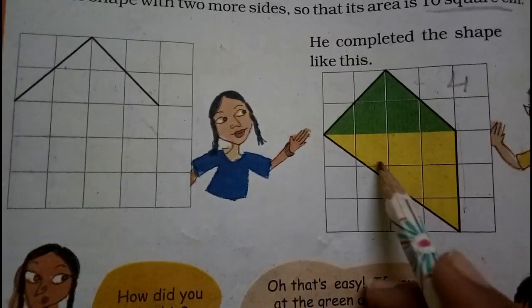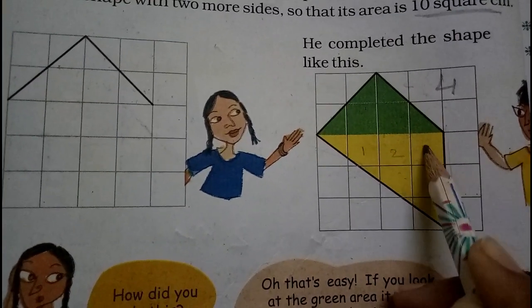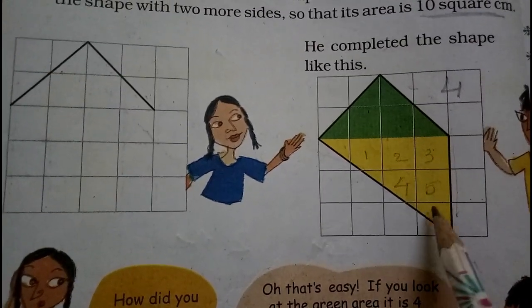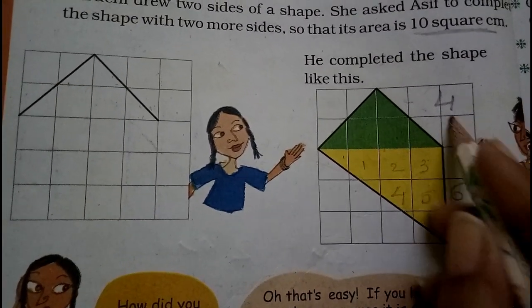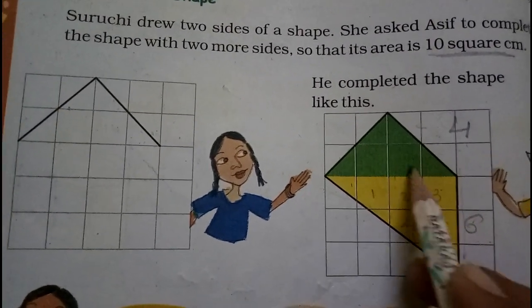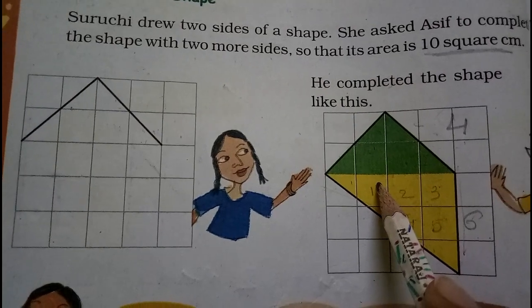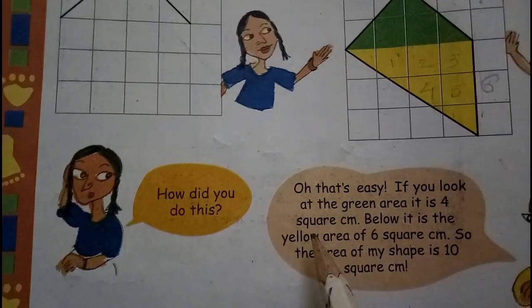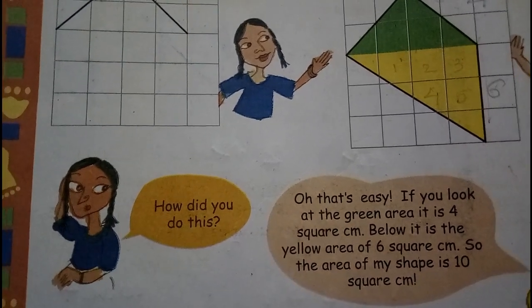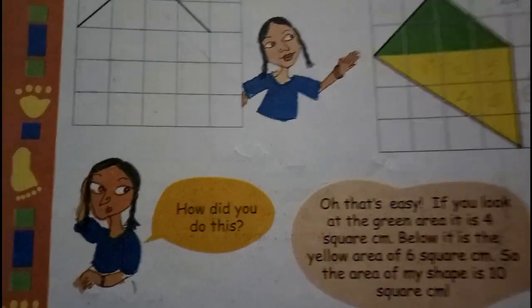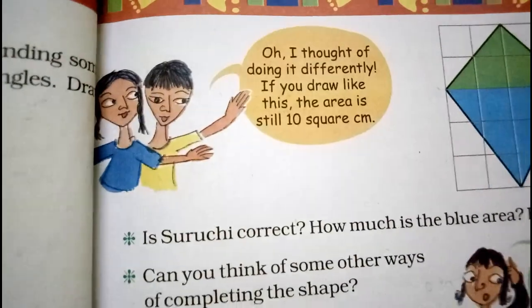And now yellow, let's check. 1, 2, 3, 4, 5 and half, 6. So 6 and 4, 10 square centimeter. So yes, Asif is right. The area of this figure is 10 square centimeter. Now it's very easy. Okay, if you look at the green area, it's 4 square centimeter. Okay, and the yellow is 6 square centimeter. Okay. See the next page, page number 43.